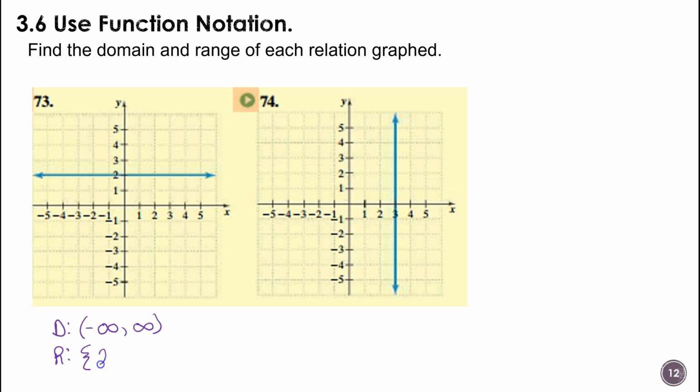So we're just going to put a 2 in the braces. So we can't really write 2 in interval notation. It has to be written this way.